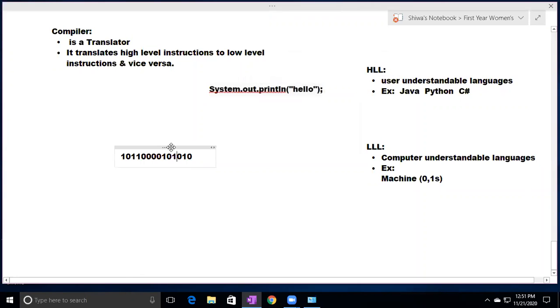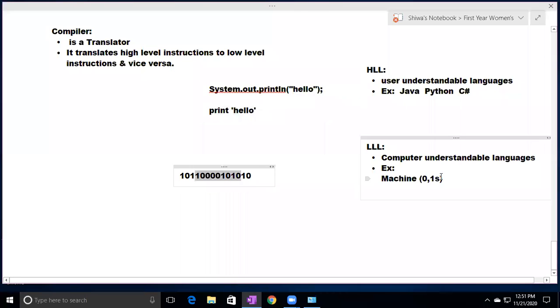These zeros and ones we cannot understand. Or in some languages like Python, simply we write print hello, that's it. Here we can understand it prints hello on output screen. But whereas zeros and ones we cannot understand. So machine language means computer's language. Machine language is the example of low level language. Low level language means computer understandable language. High level language means programmer understandable languages, user understandable language.